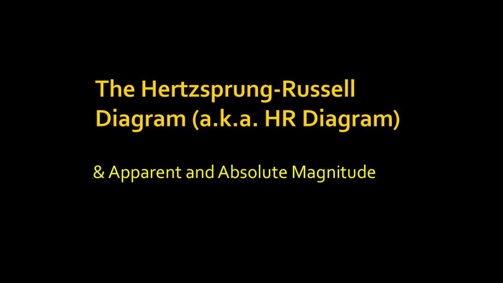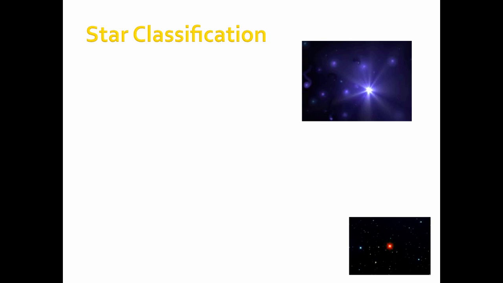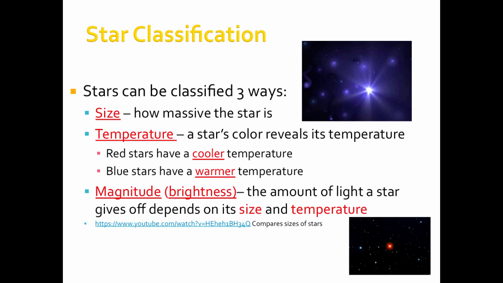Okay, guys, so after our last 2 days of charting stars by their luminosity and magnitude, we're going to talk about the Hertzsprung-Russell diagram, which is more commonly known as the HR diagram. So let's talk about how stars are classified. Stars can be classified in 3 ways.